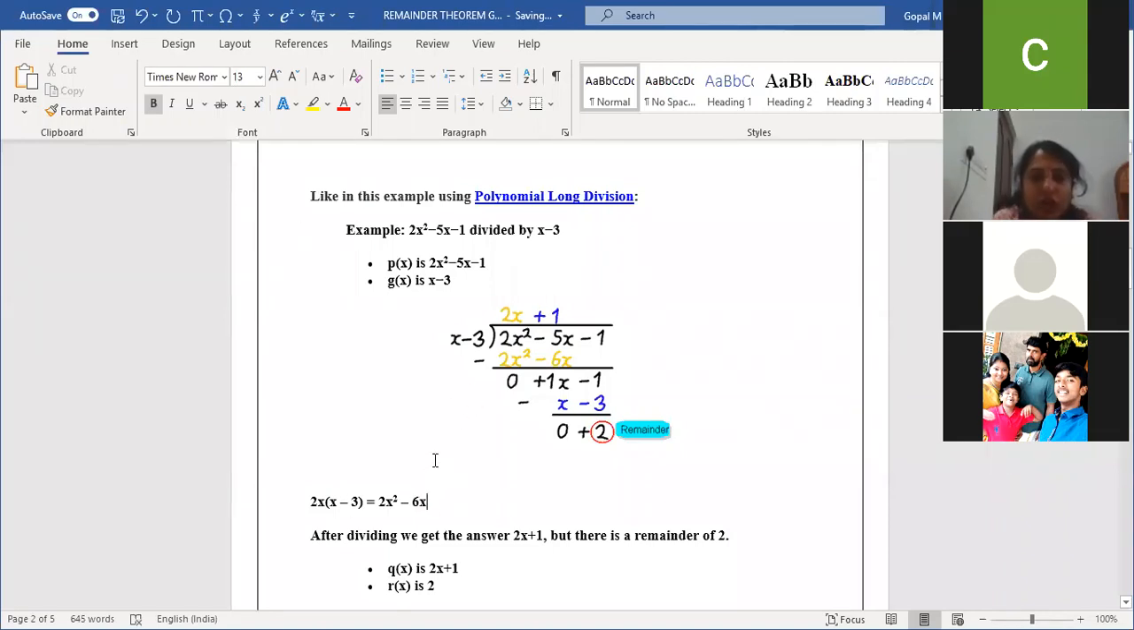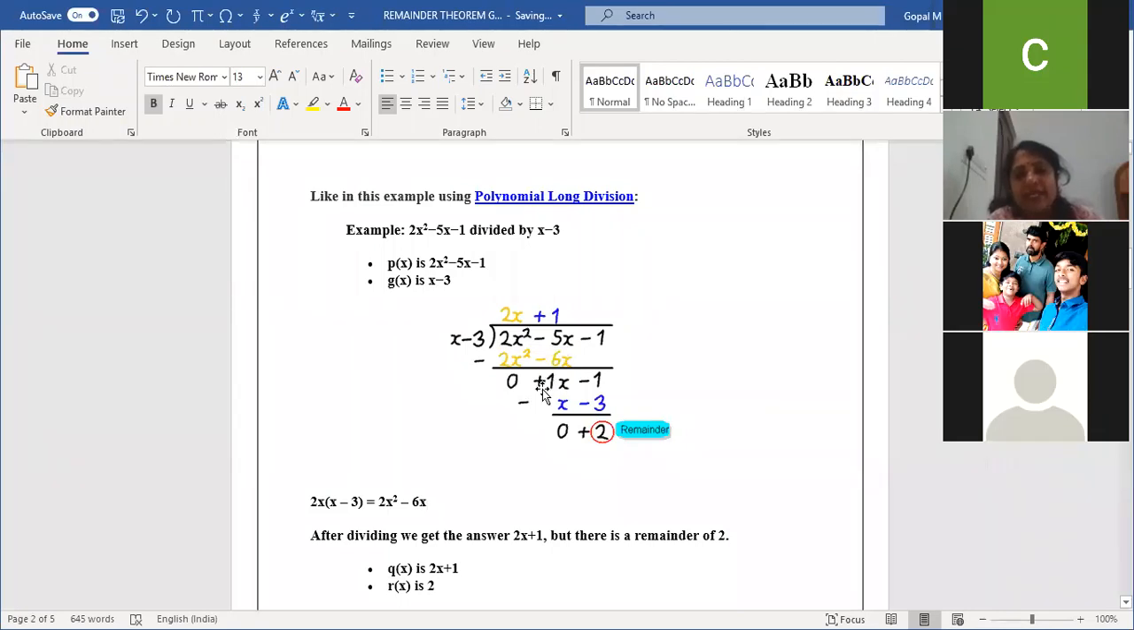Always remember, when dividing, first concentrate on the first term, 2x square. Just think, for this x minus 3, what do we need to multiply? If I multiply x, I'll get only x square. If I multiply 2x, I'll get 2x square minus 6x. I'll put this one. So 2x square minus 2x square will become 0. Here, always remember in a division, we are going to change the sign. This becomes minus, this becomes plus. So minus 5x plus 6x is plus 1x.